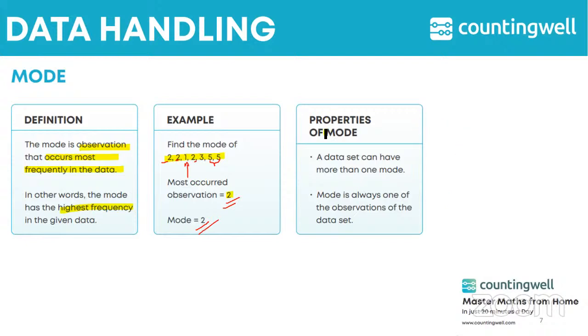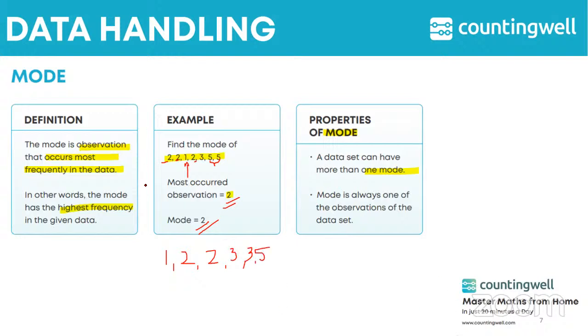Next, let us see properties of mode. A data set can have more than one mode because there can be 2 numbers which are repeated the maximum number of times or an equal number of times. Correct. For example, if we take a set of numbers as 1, 2, 2, 3, 3, and 5.